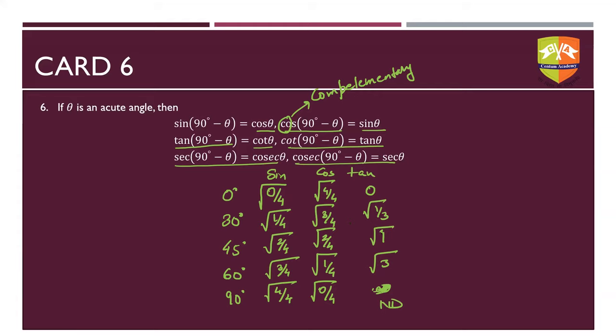Clear? So root over 0 by 4, 1 by 4, 2 by 4, 3 by 4, 4 by 4. That's it. And then one column for sine. If at all you have forgotten, it can help you regenerate the data within no time.